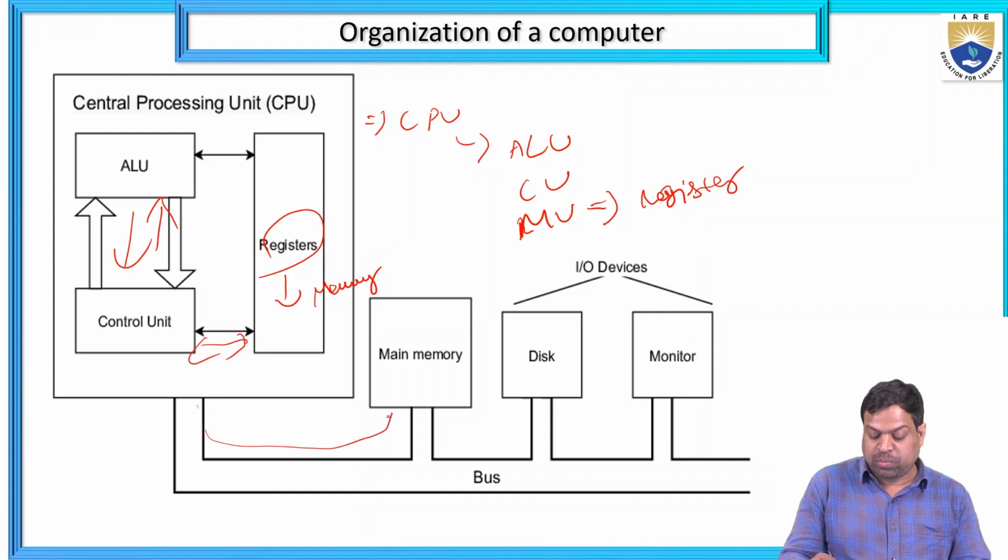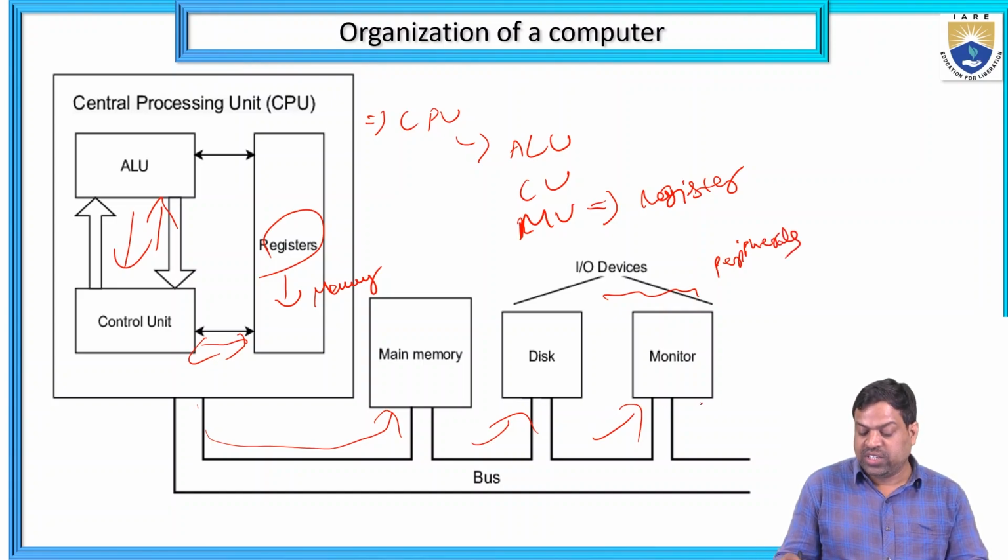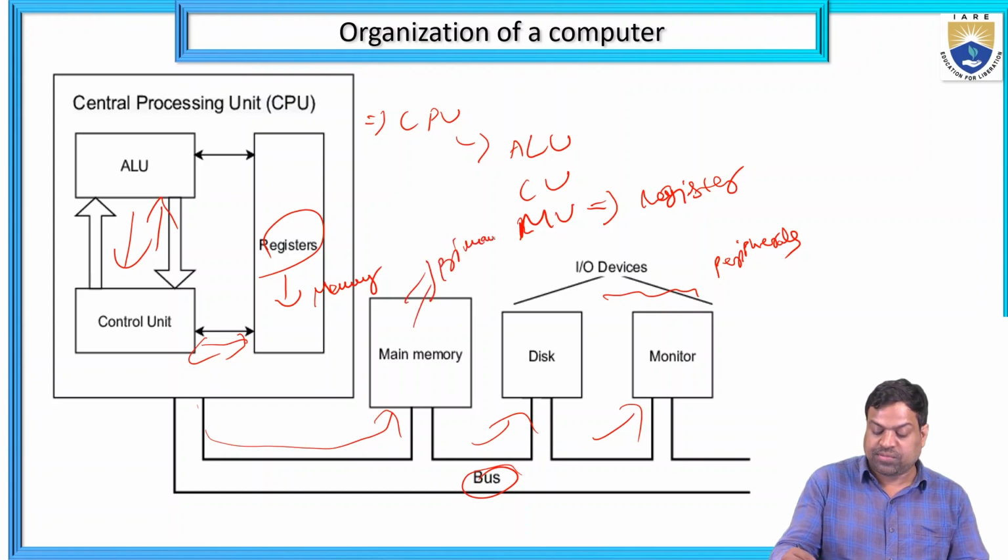These are connected to main memory, disk or monitor. Okay, so these are the input outputs. Disk and monitor are the peripherals. We are connected with the bus, and we already know the bus consists of the address bus, data bus, and control bus. Main memory means primary memory. Disk is secondary memory.